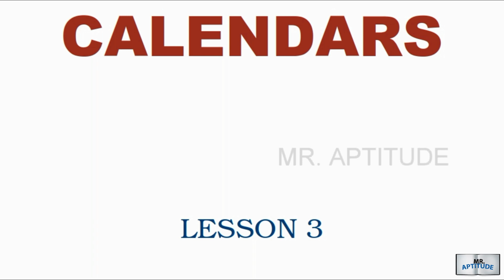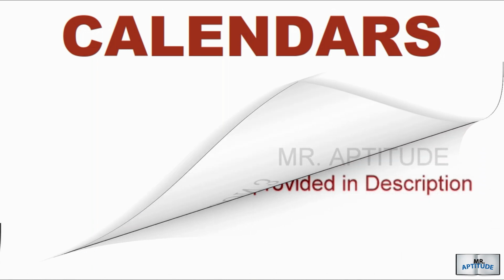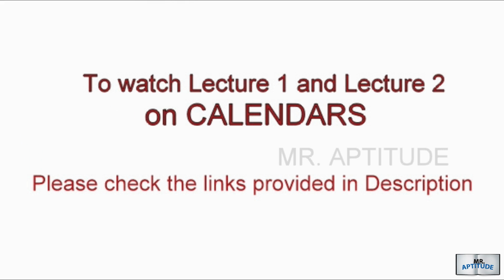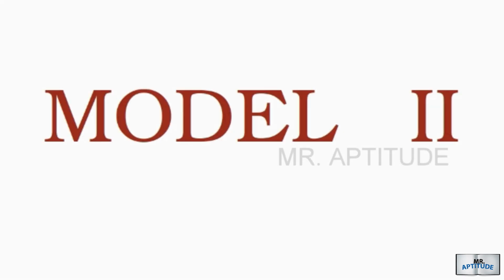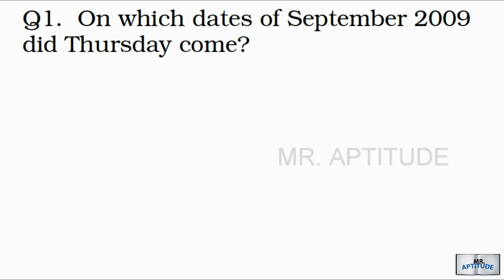Hi everyone, this is the third lesson on the topic calendars. In the second lesson, we are done with one of the models, and in this lesson, we are going to discuss two important models, among which the second model you will observe a question this way: on which dates of September 2009 did Thursday come?